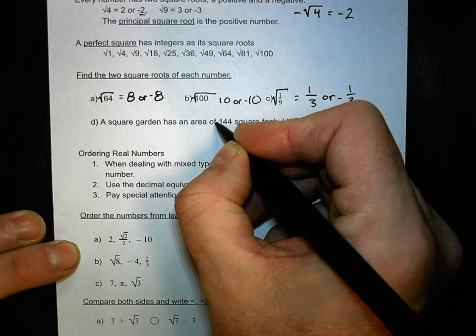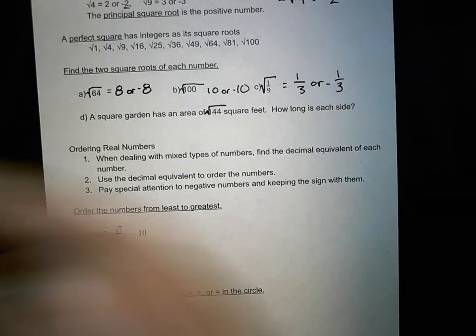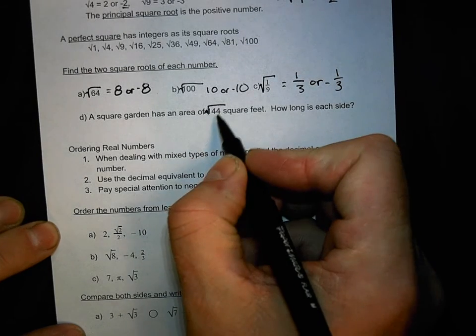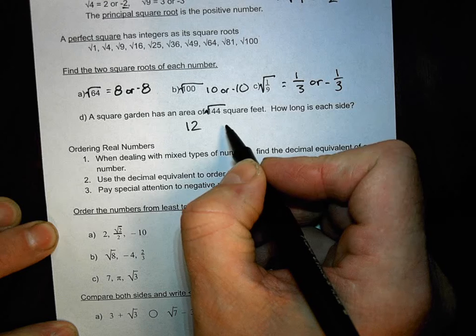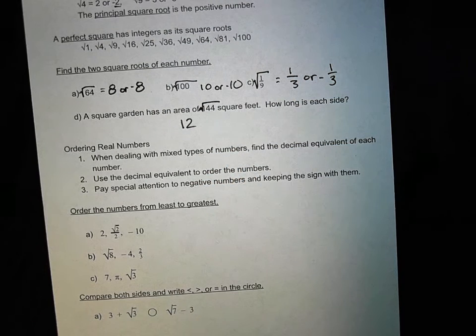So 144 square feet. To figure out sides, because this was a square garden, they used the side times side, right? So I'm going to put square root. What's the square root of 144? 12. Would negative 12 be used here? No. Can you have a garden with negative 12 as the side length? No. Not unless you're in the upside down. Or you're digging underground. No, even then.